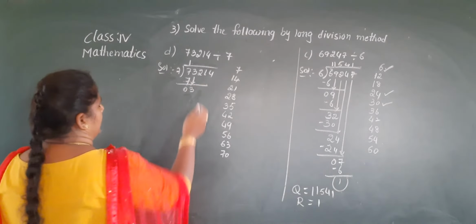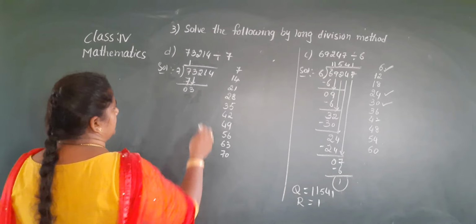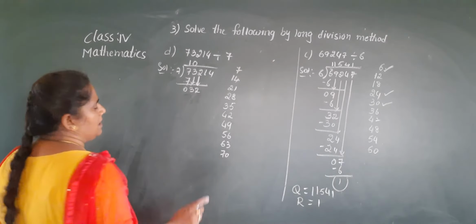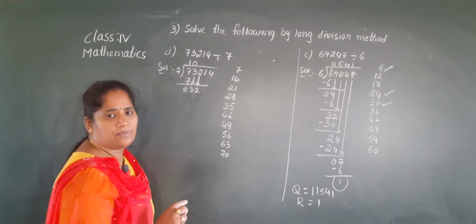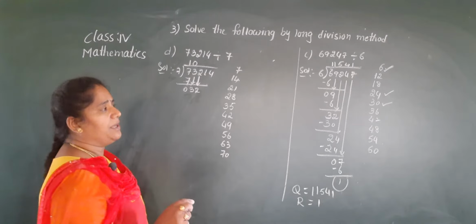Take down 3. As 3 is not divisible by 7, in this case we keep 0 in the quotient place and take down the next number. I already explained this, Nana: if you take two numbers at a time, keep 0 in the quotient place.